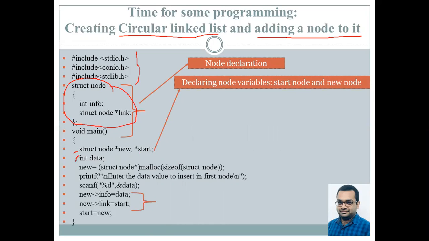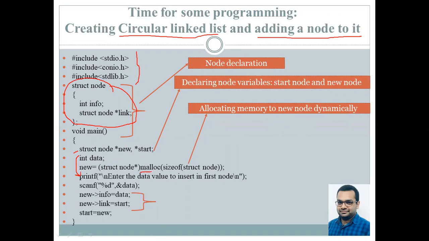Then we are prompting the user to provide the data. We declare the data as type int, and here we prompt the user to provide the value of the data to insert into the first node. Then we allocate memory to the new pointer dynamically using the malloc function. The data entered by the user using the scanf function is added to the first node using this assignment statement, that is new->info = data.